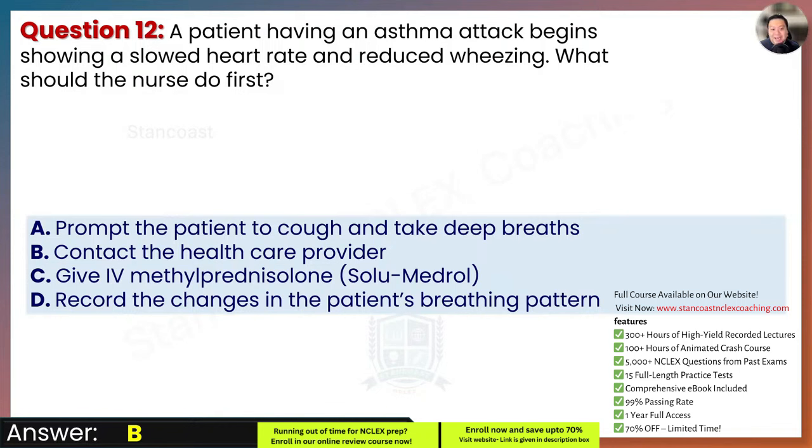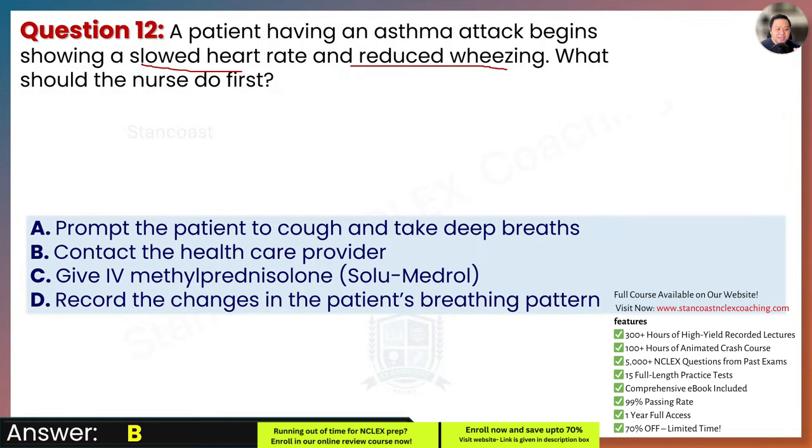And at the same time, a slowed heart rate. Take a look into the case: reduced wheezing and slower heart rate. This also suggests that the body is struggling to compensate for the reduced oxygen levels. So again, from, let's say, tachycardia, it's going downhill. That is already a sign of struggling compensation. So this is close to the incident of respiratory arrest. All right. Now, what about letter A? Prompt the patient to cough and take deep breaths.